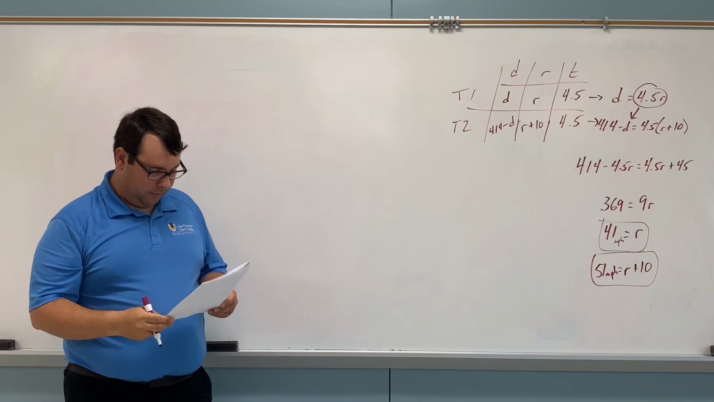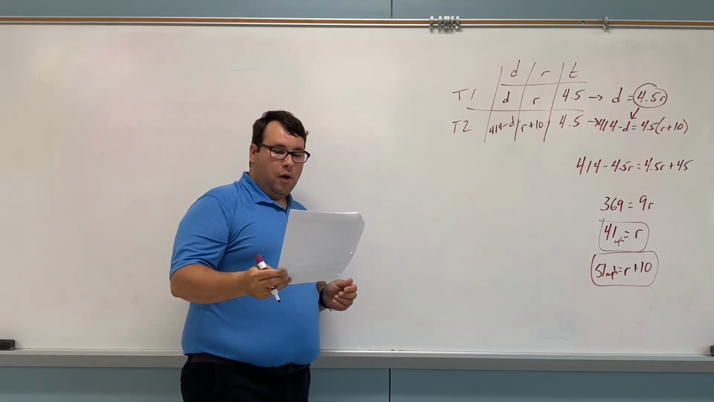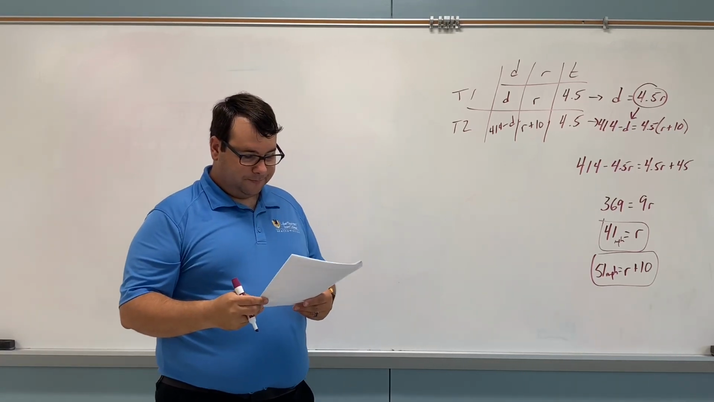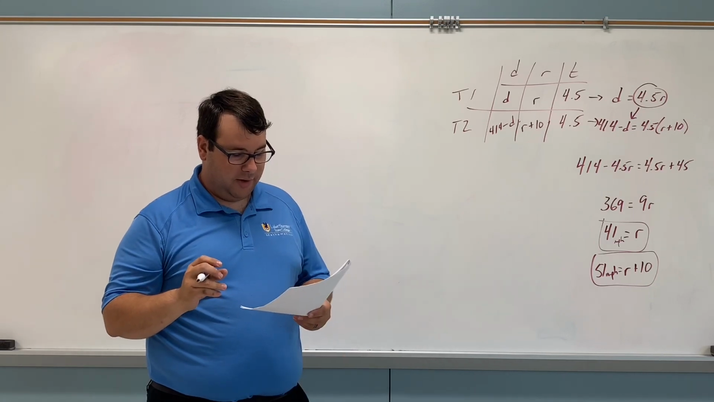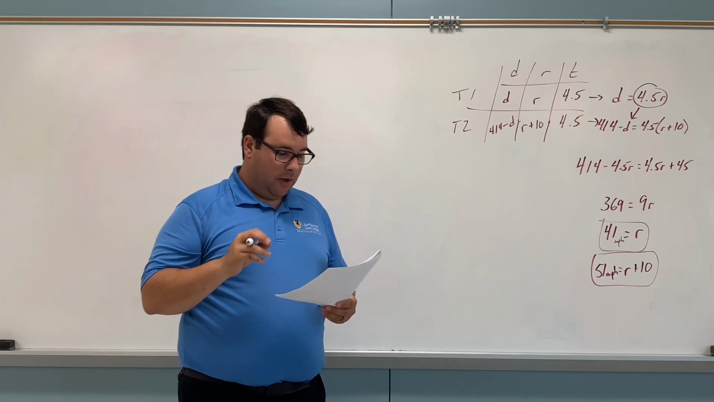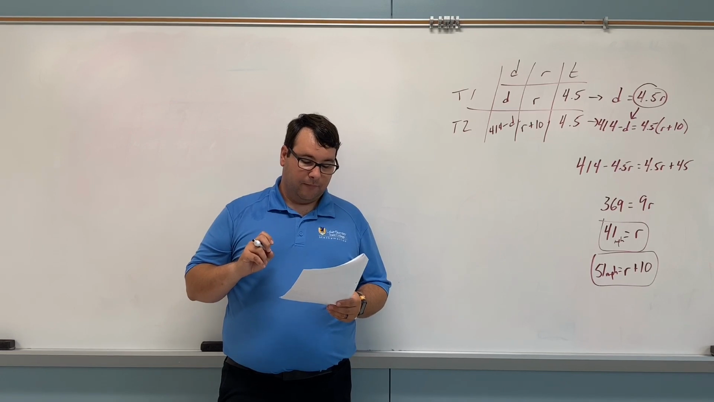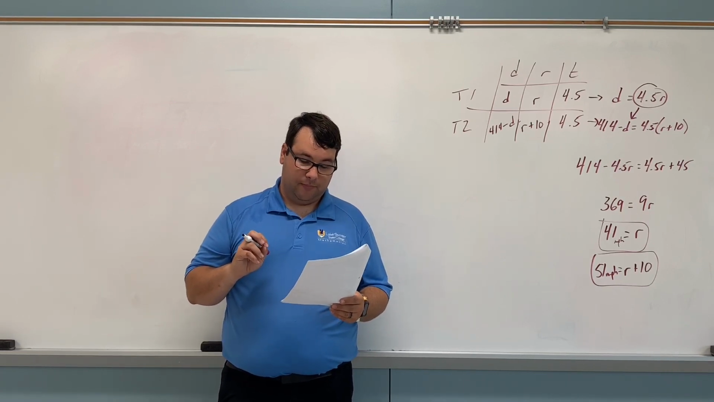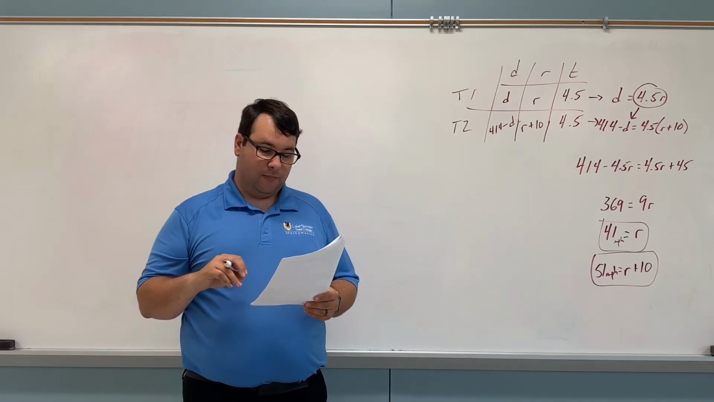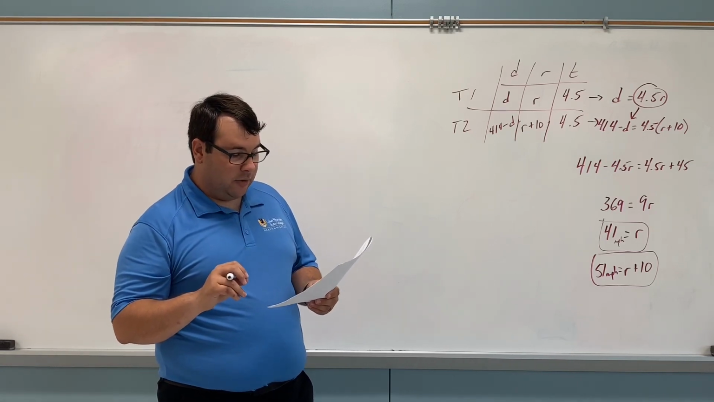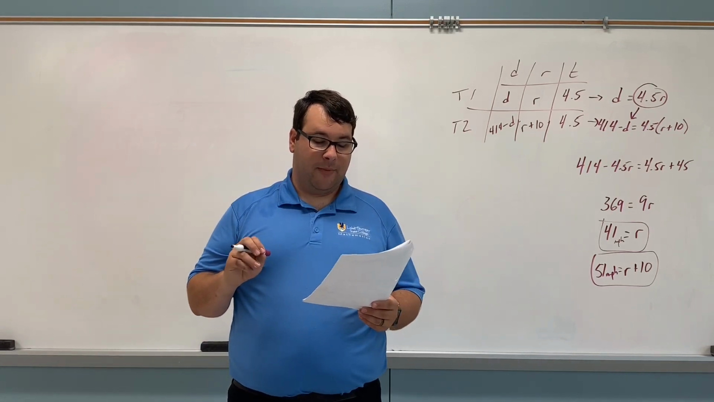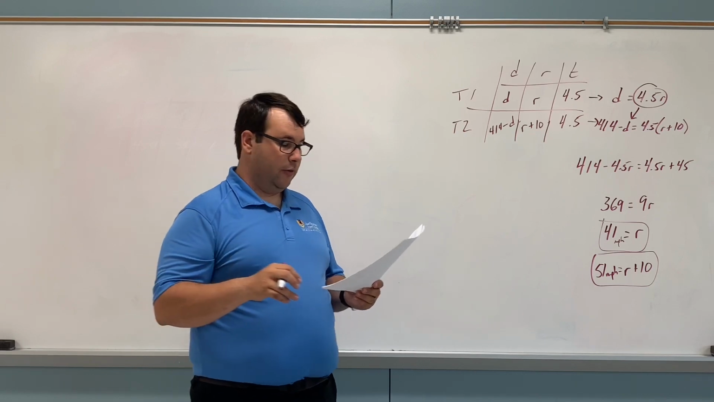Wow, we're on the last problem already. That was fast. Okay, let's do one more. Question number 9, it's talking about hikers. Two hikers are 14 miles apart and walking towards each other. They meet in 2 hours. Find the rate of each hiker if one walks 1.8 miles per hour faster than the other.